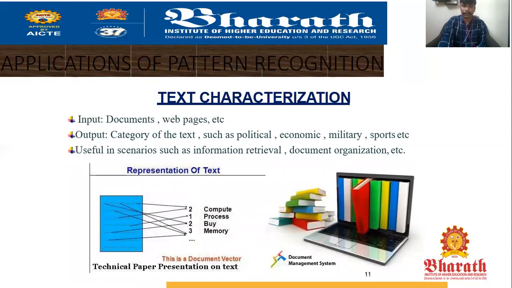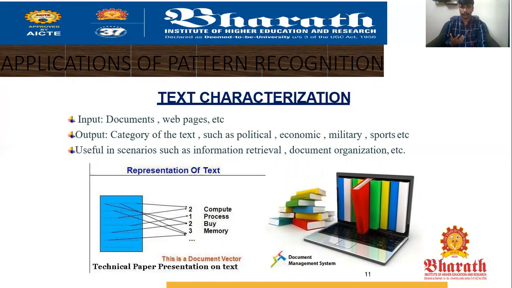After character recognition, text categorization comes. Input will be documents and web pages, or the textual format of documents will be loaded as input. Output will be the category of the text, such as political, economical, military, sports, etc. In many categories, it will produce the output according to the needs and demands of the system.